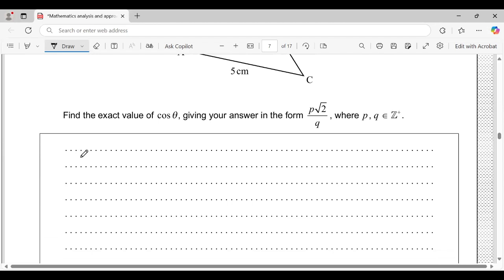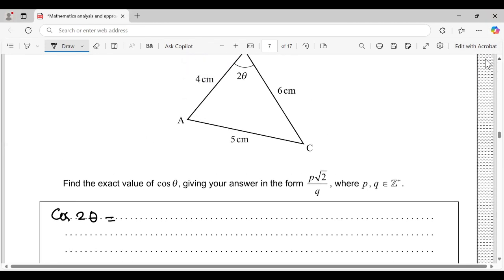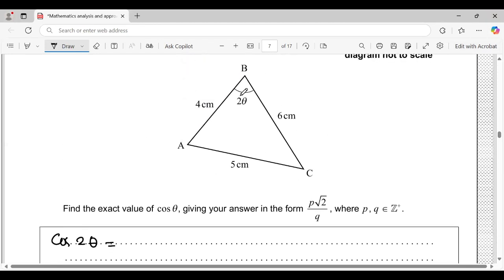So we are going to use the cosine rule. If you look at this triangle, cosine 2 theta equals AB squared plus BC squared minus AC squared, divided by 2 multiply AB multiply BC.